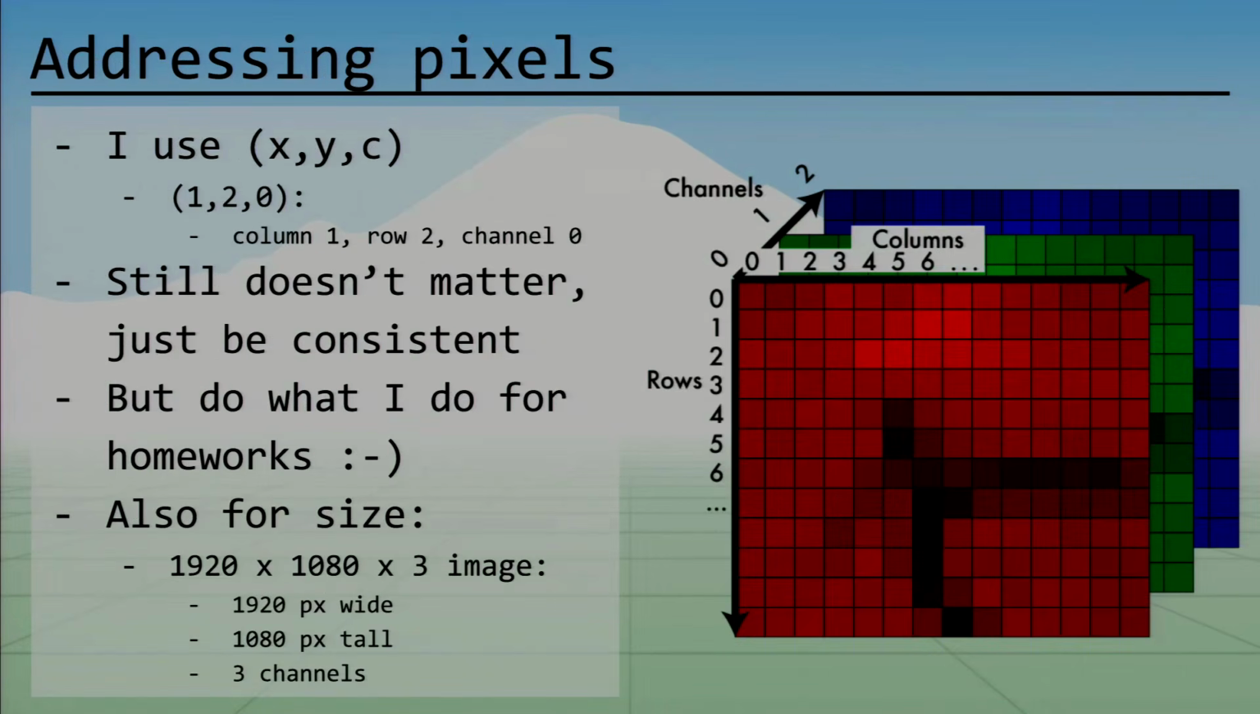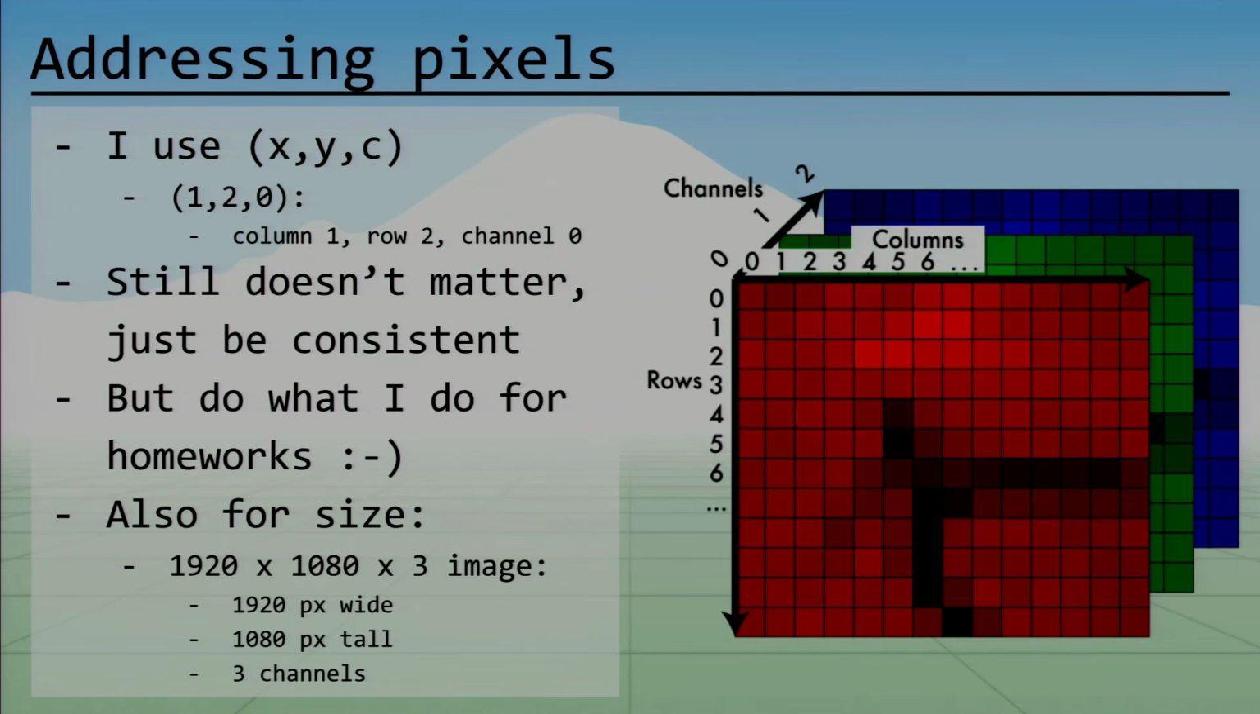Questions about anything? So again, we have a new problem. How are we going to address these pixels now that we've added basically this extra dimension? Now we're just going to extend our coordinate system with one value. So we're going to use x, y, and channel coordinates. If we're looking for pixel 1, 2, 0, it's going to be at column 1, row 2, channel 0. And this is what we're doing for homework.